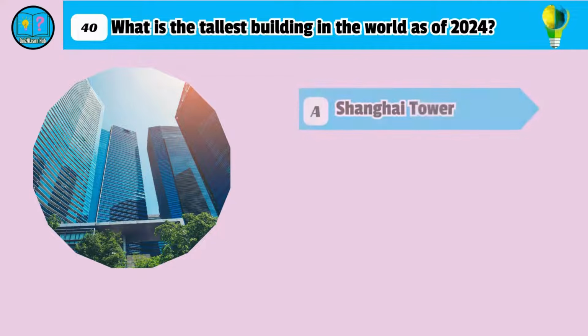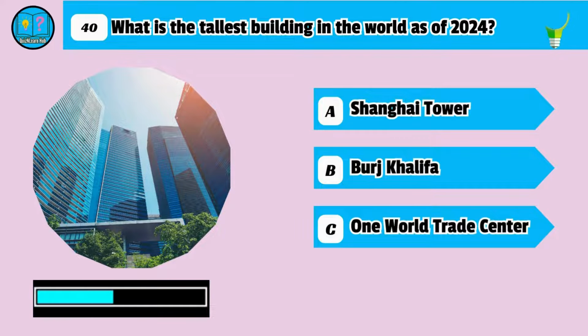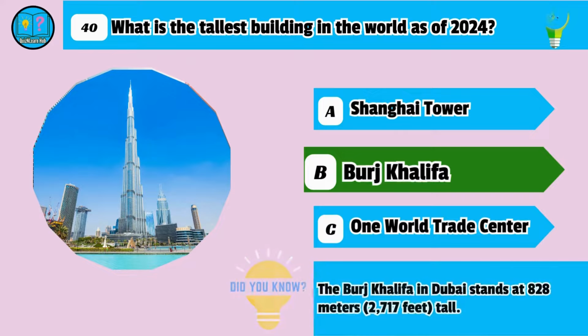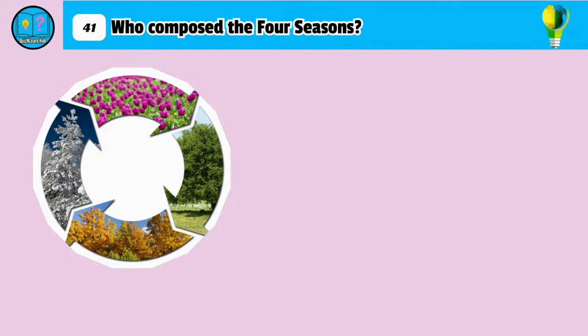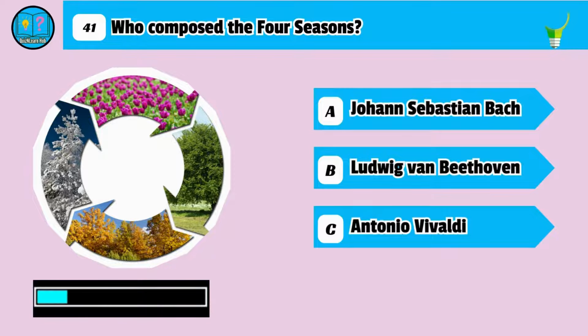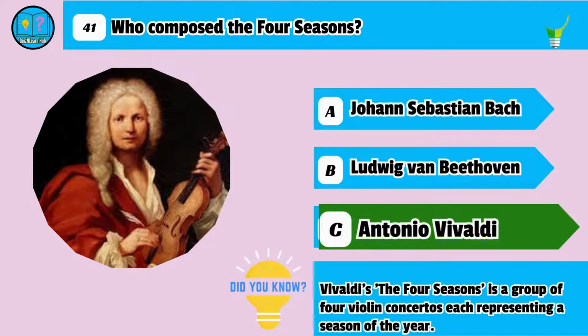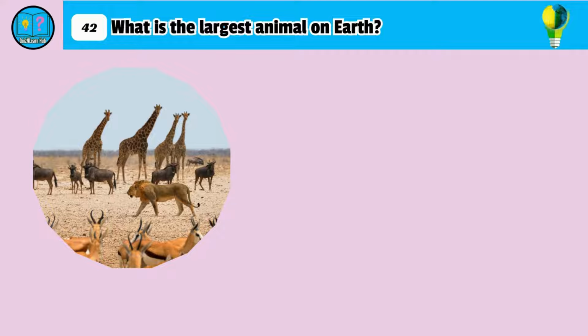40. What is the tallest building in the world as of 2024? Shanghai Tower, Burj Khalifa, One World Trade Center. Burj Khalifa. The Burj Khalifa in Dubai stands at 828 meters, 2,717 feet, tall. 41. Who composed The Four Seasons? Johann Sebastian Bach, Ludwig van Beethoven, Antonio Vivaldi. Antonio Vivaldi. Vivaldi's The Four Seasons is a group of 4 violin concertos each representing a season of the year.